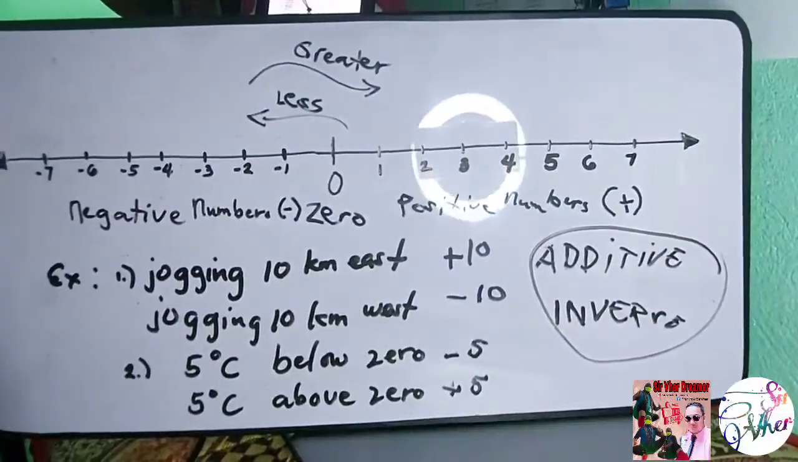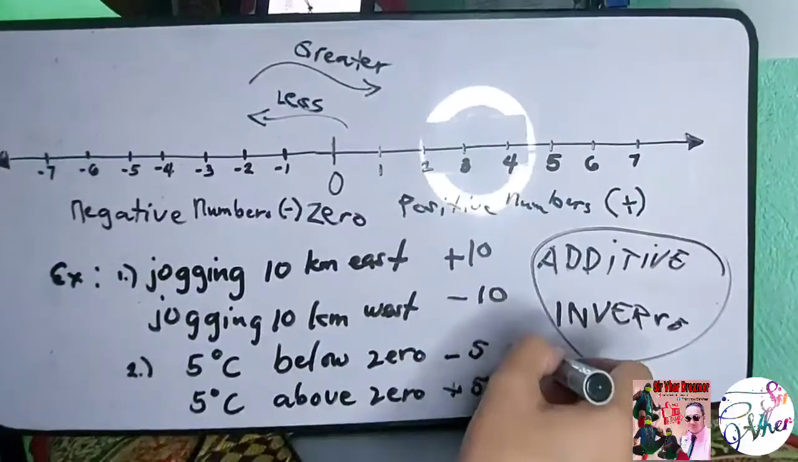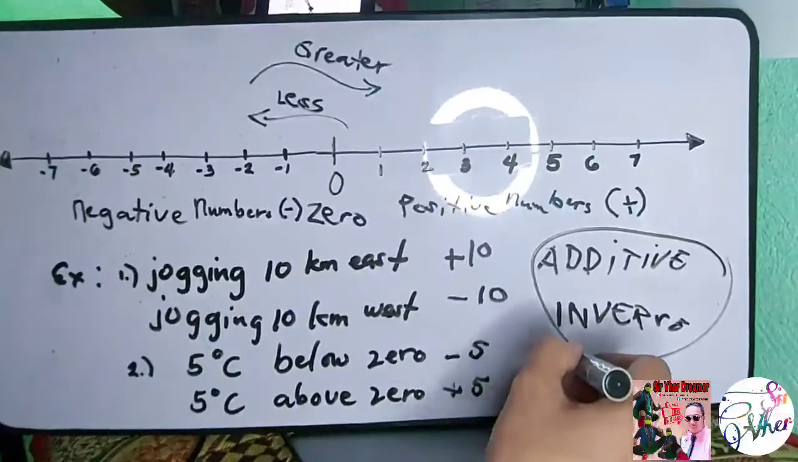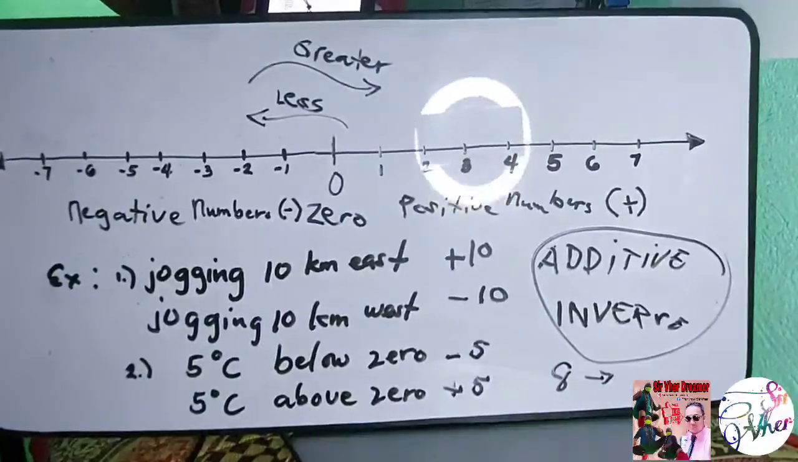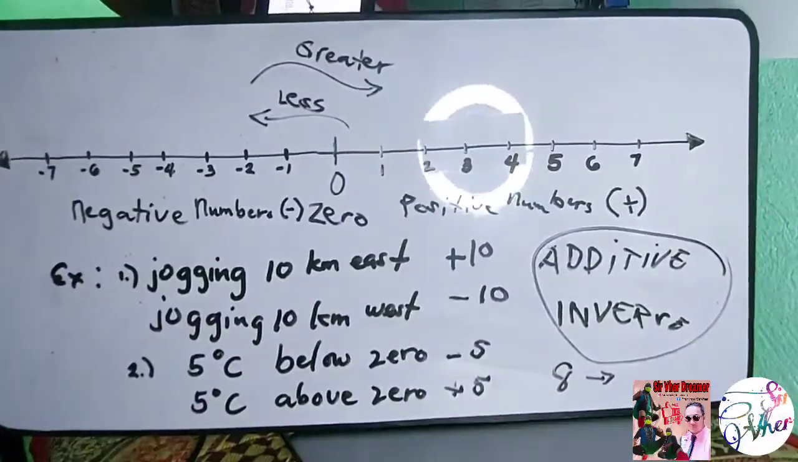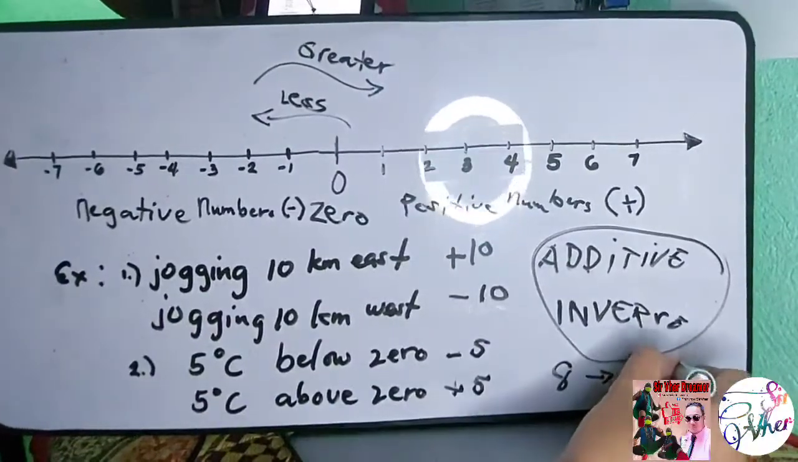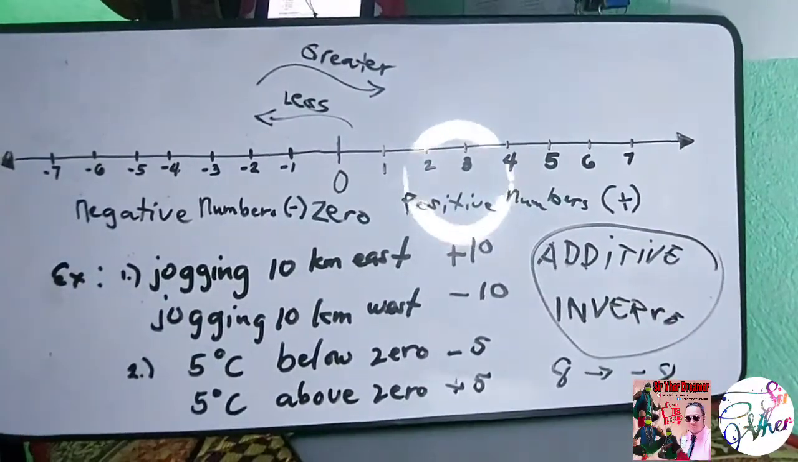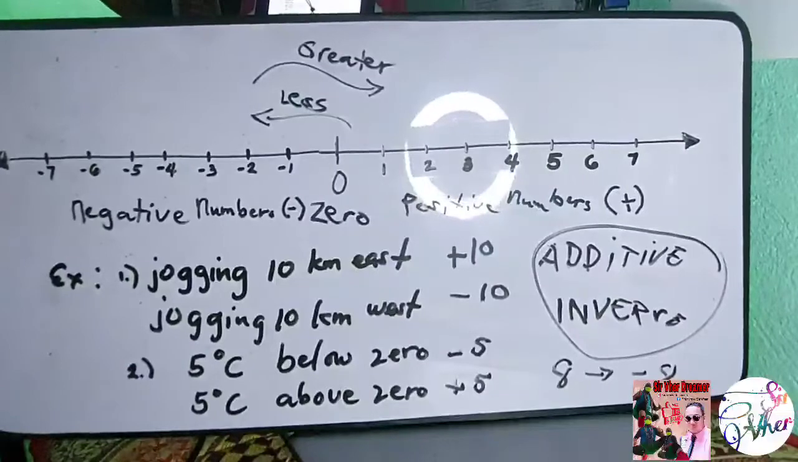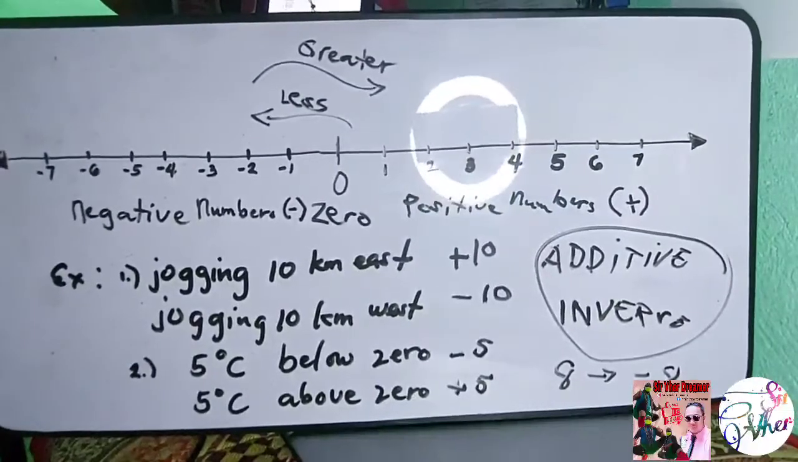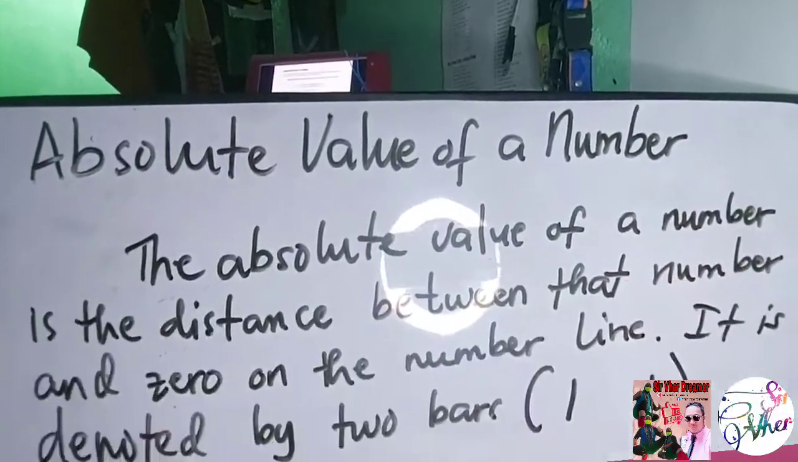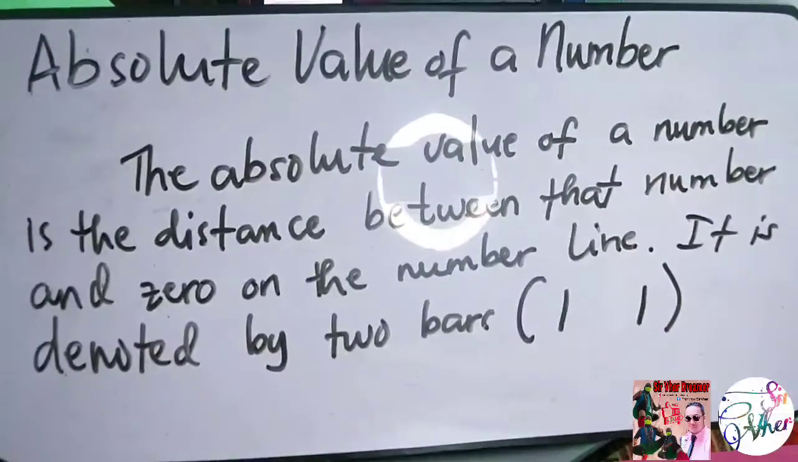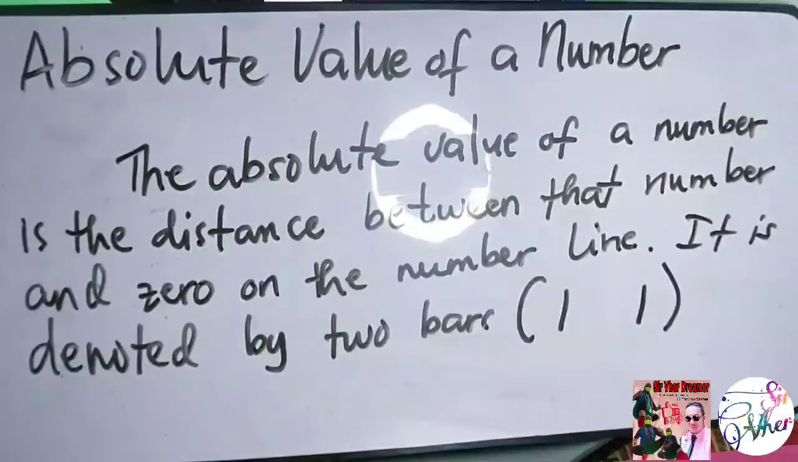So, for example, what is the additive inverse of 8? The additive inverse of 8 is negative 8. Okay, did you get it? That is what we call additive inverse. Did you get it? Very good. So let's continue.